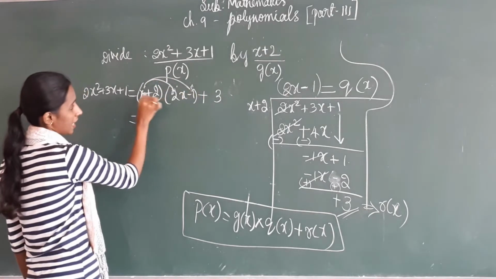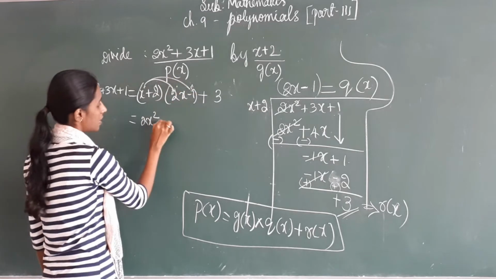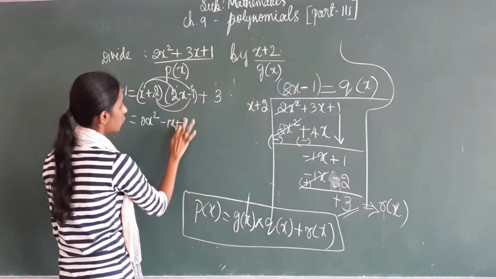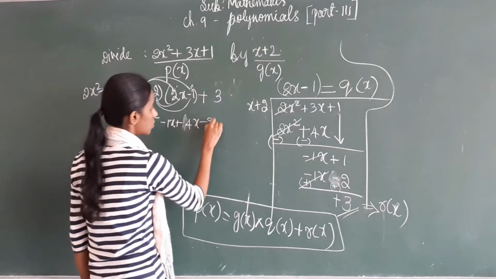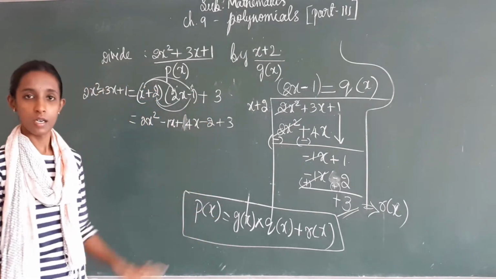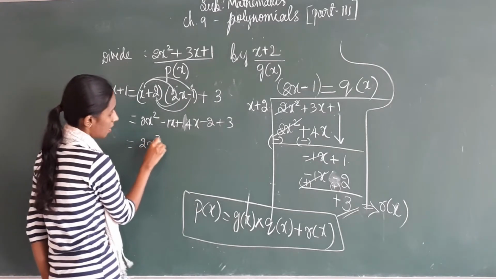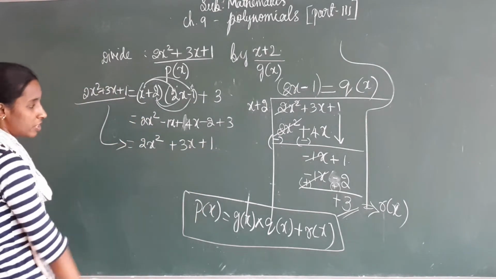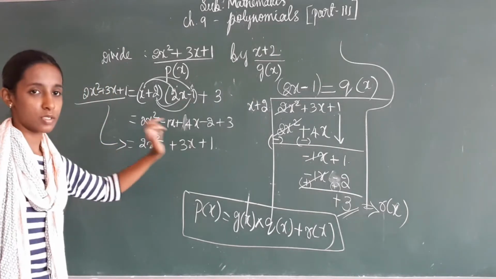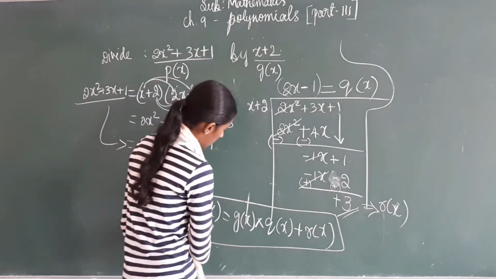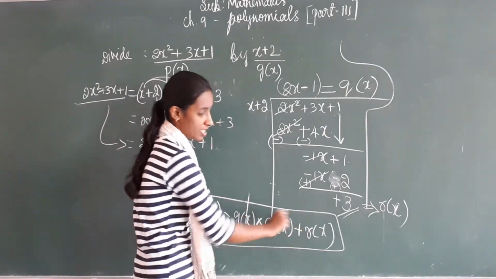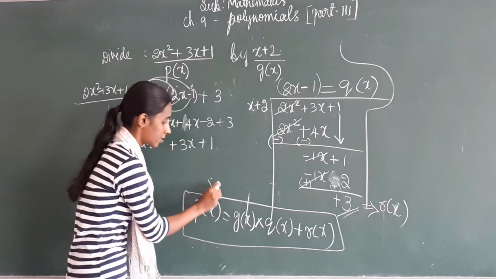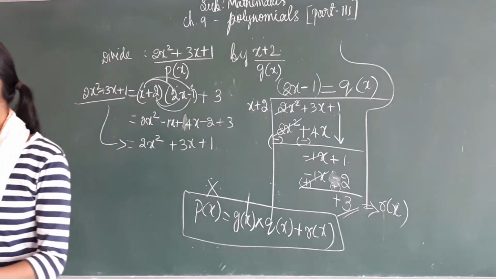First, multiply x with 2x, it is 2x square. Then multiply x with minus 1, it is minus 1x. Then multiply 2 with 2x, 2 into 2x is 4x. Next, 2 into minus 1 is minus 2, plus 3. Now 2x square plus 4 minus 1 is plus 3x, plus 3 minus 2 is plus 1. Did you get the same? LHS is equal to RHS. 2x square plus 3x plus 1 is equal to 2x square plus 3x plus 1. So this is the formula: dividend is equal to divisor into quotient plus remainder. That is p of x is equal to g of x into q of x plus r of x. This is very important. You have to remember the formula.